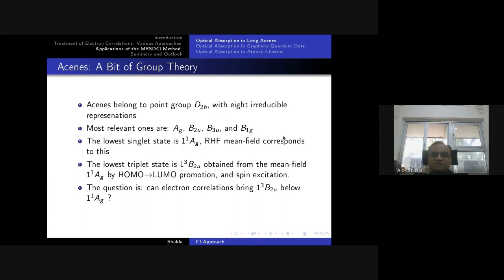The lowest triplet state in this representation you obtain by considering the Hartree-Fock reference state and making it a singly excited determinant, that is, promoting an electron from HOMO to LUMO. Then you can combine the two spins, two open shell configurations, to get a triplet, and you can get a triplet as well as a singlet, but you will have the spatial symmetry of B2U. Okay, so the question is, can this triplet state go below the singlet state? That is the question we are going to address.